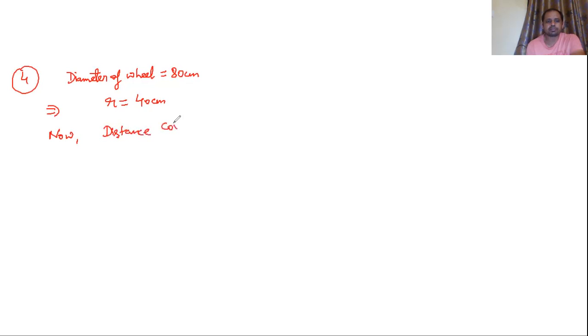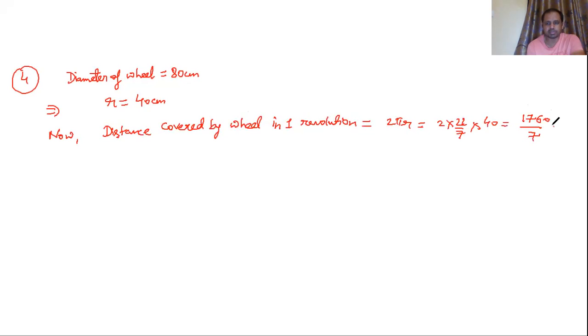Distance covered by wheel in one revolution is equals to 2 pi r, and it is equals to 2 into 22 by 7 into 40, and it is equals to 1760 upon 7 centimeter.